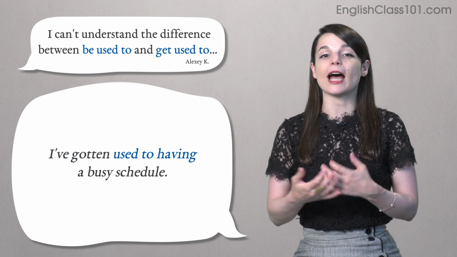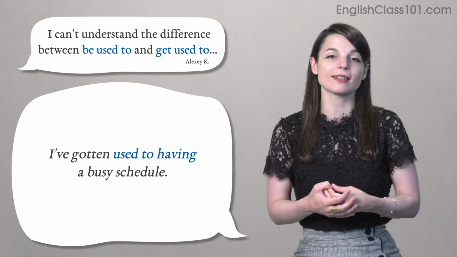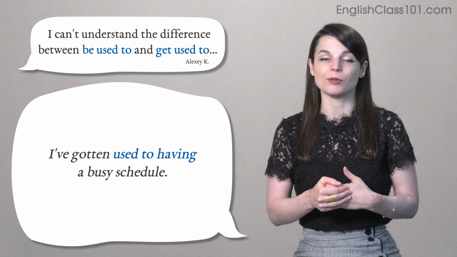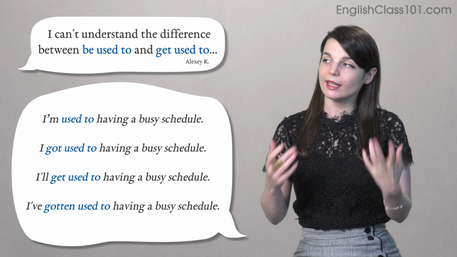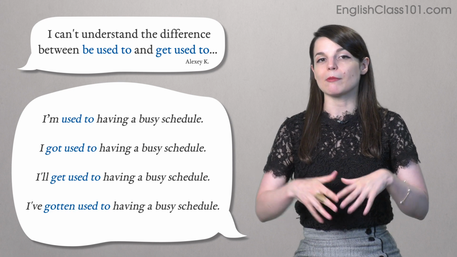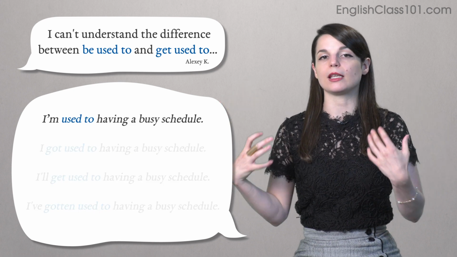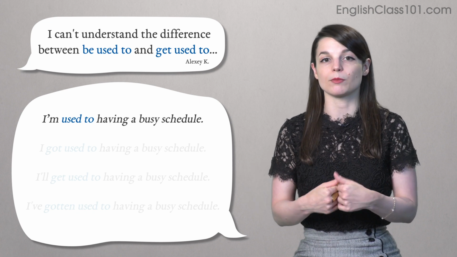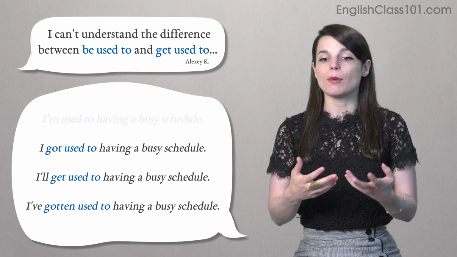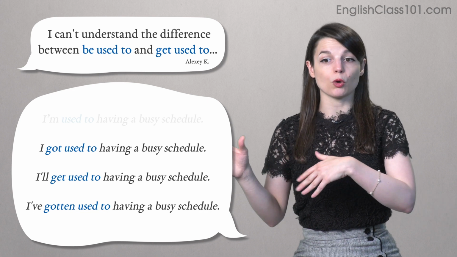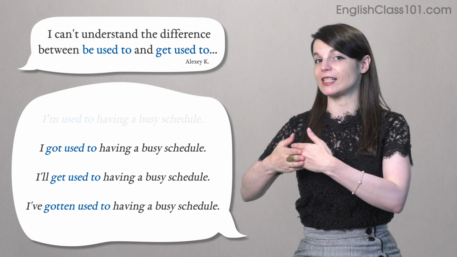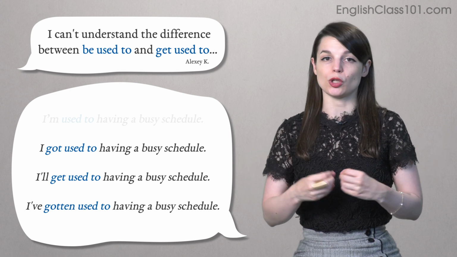In the perfect tense, I've gotten used to having a busy schedule means over time I have gradually become accustomed to having a busy schedule. So in sum, when you want to talk about something that's true now, use the be used to structure or not used to structure, as I talked about before. If you want to talk about the past or about the future, or if you want to talk about something that started in the past and affects the present, you can use the get used to pattern.